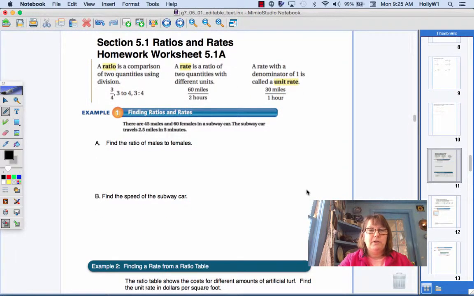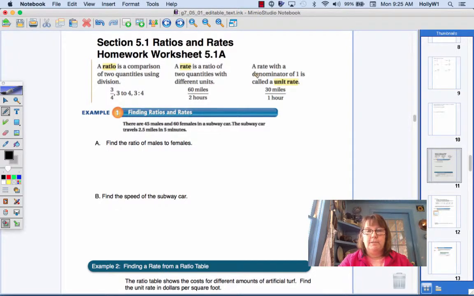So we're going to start with talking about three different terms. A ratio is a comparison of two quantities using division. So when we compare similar things, like three girls to four boys in a group, we would use a ratio. A rate is a ratio, so it's again a division problem, of two quantities with different units. So 60 miles per 2 hours.